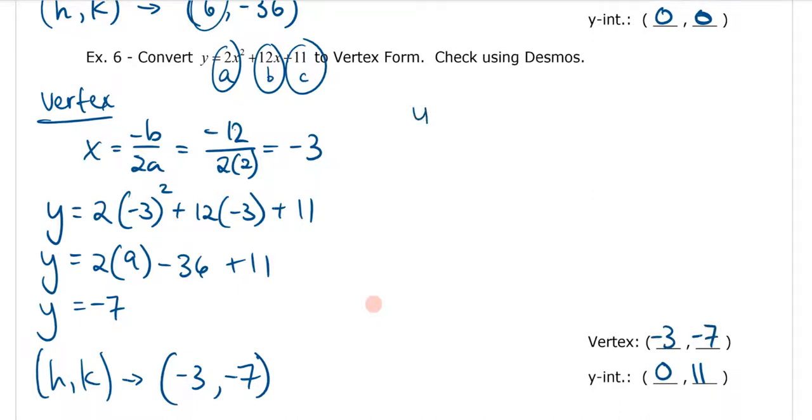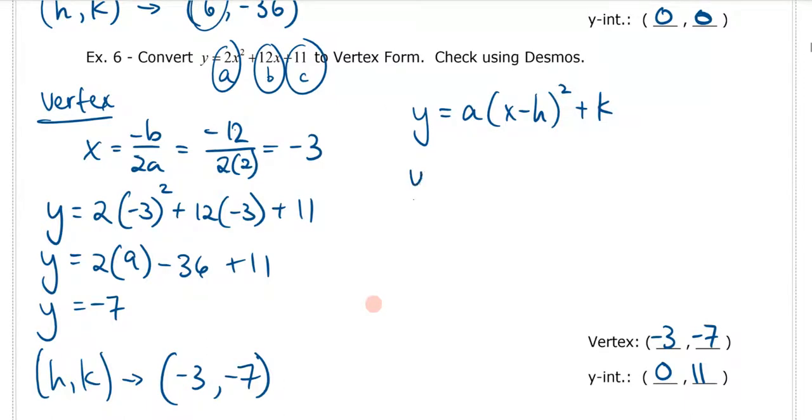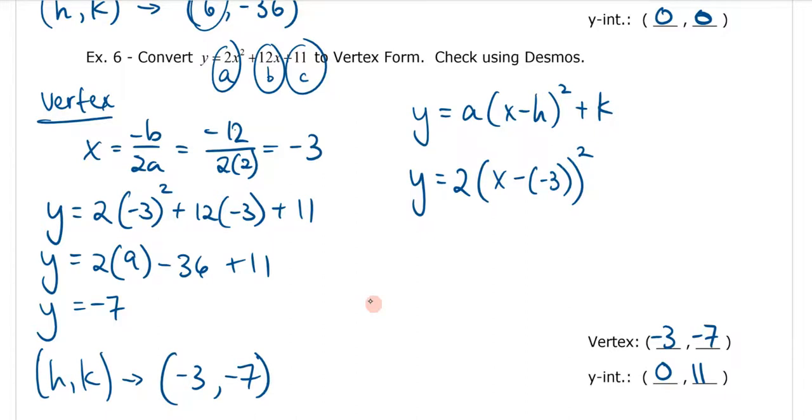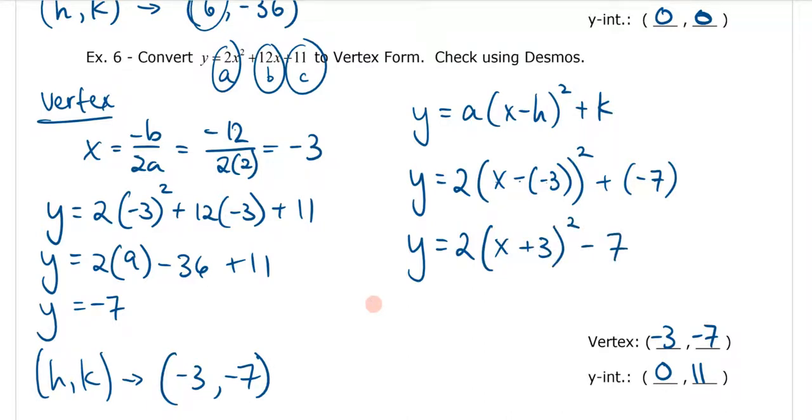Now if I was writing vertex form, I would say y equals a times x minus h squared plus k. And so a we know is 2 from the standard form, so y equals 2 times the bracket x minus h. So I'm going to put x minus, it's part of the formula. H is negative 3, so I'll write negative 3. And that's close bracket squared, and then plus k, so plus negative 7, right? So we're going to simplify the signs. So y equals 2 times x minus negative 3 becomes x plus 3, and that's squared. And then plus negative 7, we can just say minus 7. And there's my vertex form. So you've got to be careful with that sign there with the h.